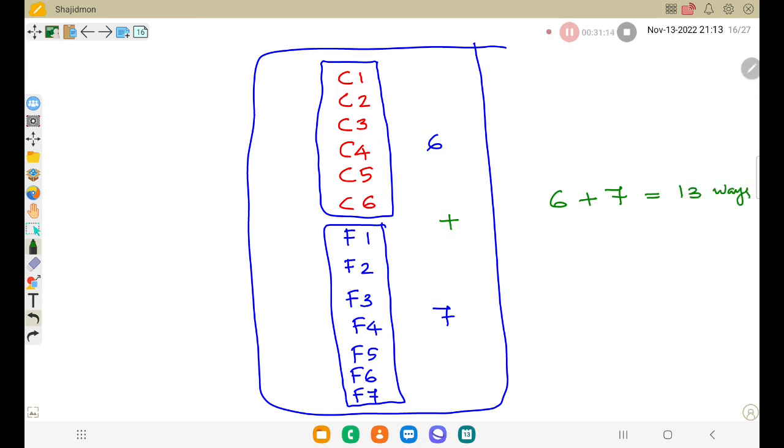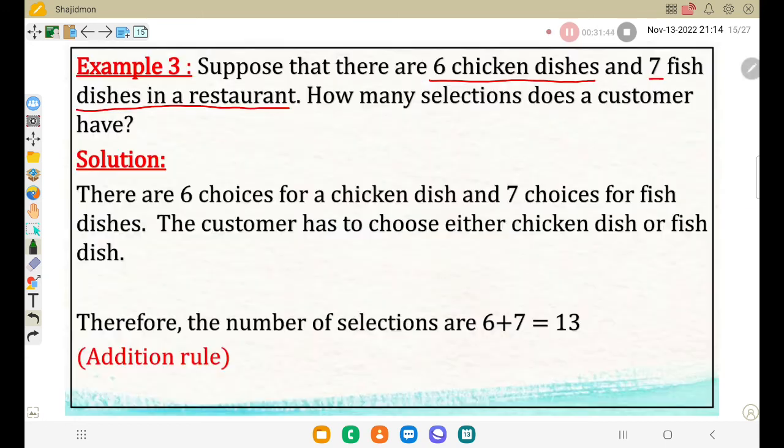So just adding the options, first option plus second option. It is a separate event, not both occurring simultaneously. Either a chicken dish we take one dish, or a fish dish we take one, correct? So totally how many options are we getting? 6 plus 7, that is 13 options. This is the idea in the multiplication rule and the addition rule. The addition rule has separate options, okay? But the multiplication rule means it is together, one event and continuously another event, like that it is going. So you can see the options.